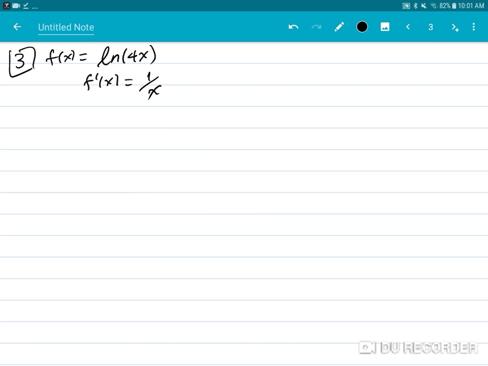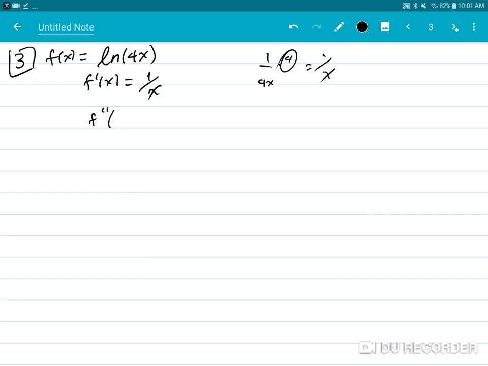Okay, there's many ways that you could do the calculations. It's just 1 over x. You could do the chain rule: 1 over 4x times 4. That gives you 1 over x. That's the derivative of the inside. Or you can rewrite it as natural log of 4 plus natural log of x. This is a constant, so the derivative is 0. So either way, the derivative is 1 over x.